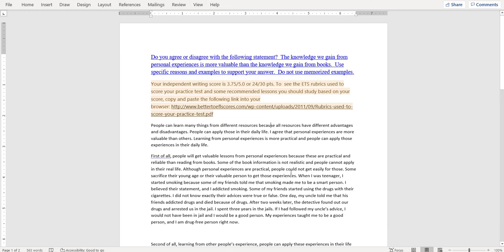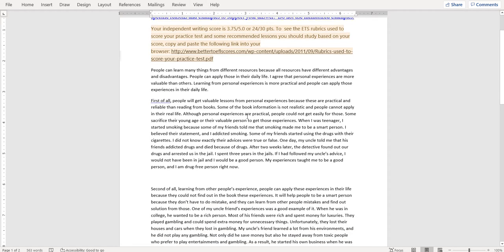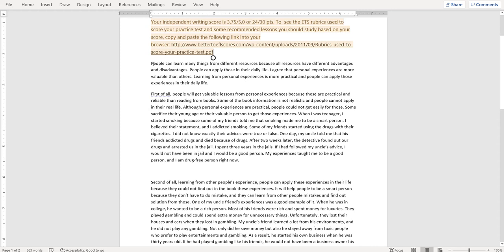Okay, so if we look at what you wrote here, I can see it right here. Maybe my first suggestion is a little bit longer introduction. Instead of "people can learn many things from different resources" because you have advantages and disadvantages, you can talk about how some people go to school to get knowledge. Other people certainly get a lot of that information without going to school. So probably raise the topic a little bit more in the introduction. I think that would be effective.